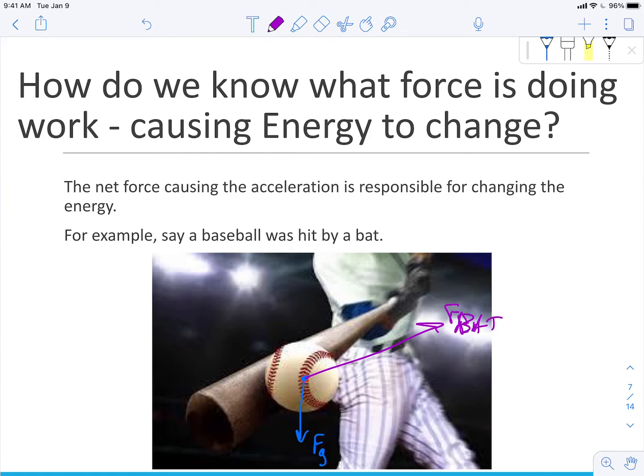Okay? But only one of these forces is really going to be responsible for changing any energy, and that would be the force from the bat. The gravitational force is not going to be a factor in this because it's not in the same direction. So the work being done by the gravitational force is not factored in when we're going to take a look at these kinds of scenarios.